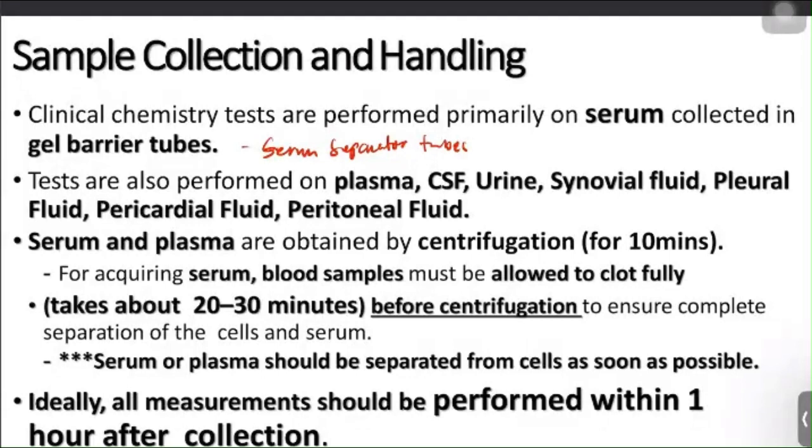And now, before you do centrifugation, you need to let it first completely clot. In order for you to separate the blood components of your specimen, it takes about 20 to 30 minutes before centrifugation to ensure complete separation of the cells and serum. More so, it depends still on the institution. I have encountered in my practice, you need to stand the blood for 10 minutes, then you spin it for 15 minutes. It depends on the institution: stand it for 5 minutes, then you spin it for 10 minutes. So, yeah. Okay?